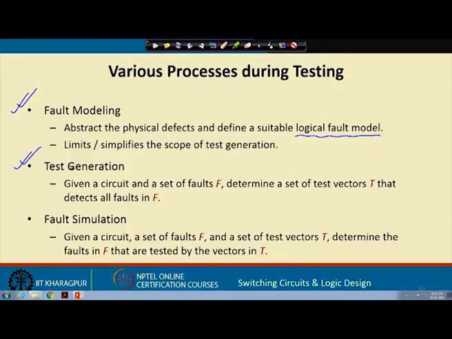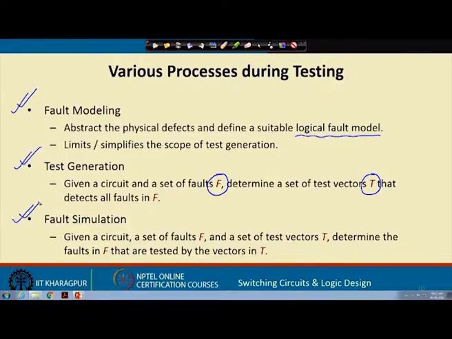So, after fault modeling, the next natural step is test generation. So, you are given a circuit and of course, after fault modeling you have a set of faults. So, you have to generate a set of test vectors T that can detect these faults. This is called test generation. Here we shall also very briefly talk about test generation.